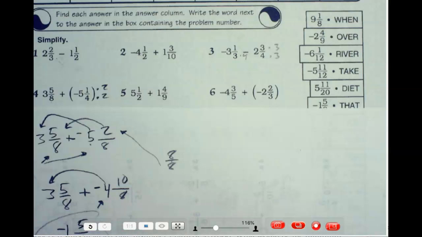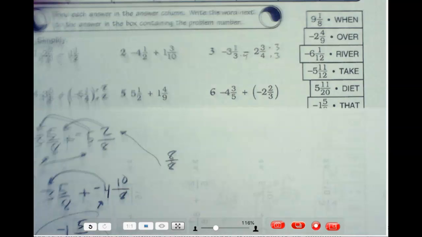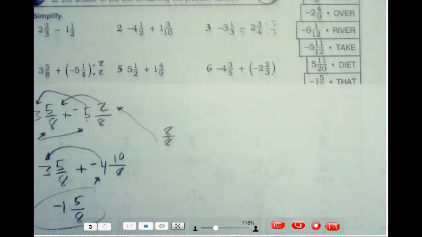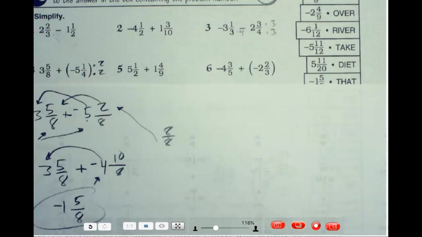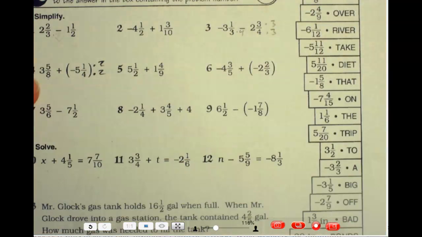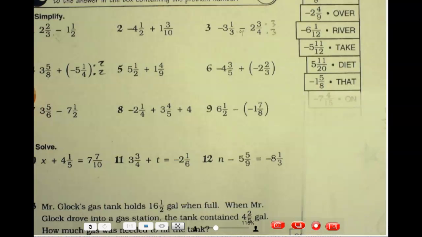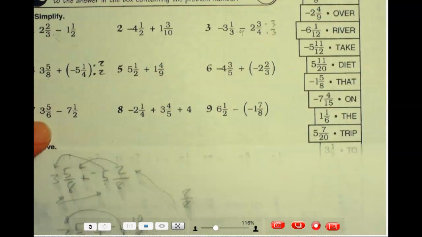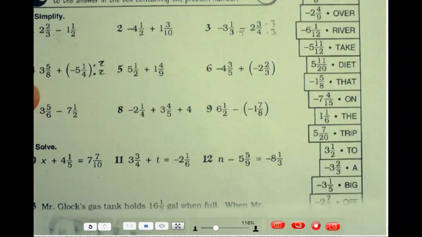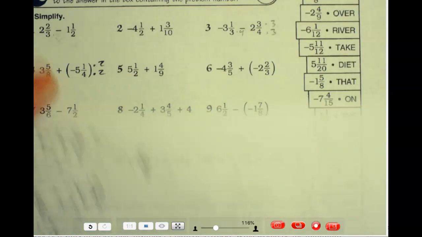So there I was able to do it without going through and switching it to an improper fraction. So let's just go check and see if I got my answer on there. Negative 1 and 5/8. There it is. The big river that is that one. All right, you are on your own. Good luck.